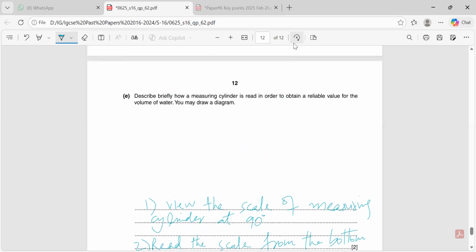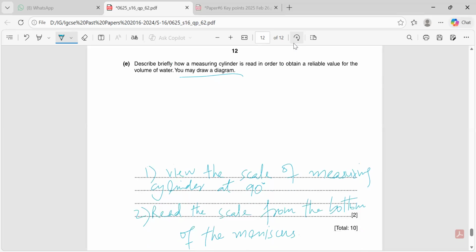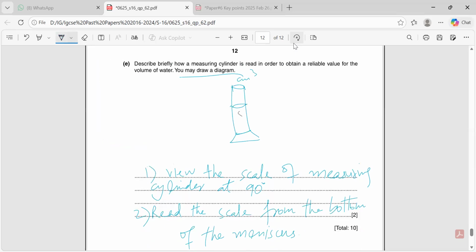But if you want to draw it, you may draw a diagram. I don't think they will give you the marks for it, still, even then you have to write. But I can roughly draw it this way. The answer is always given in centimeter cube. So there is a liquid inside and the line of sight should be like this. So it is at 90 degrees and also at the bottom of the meniscus. Bottom of the meniscus, okay? This is water or something like that.